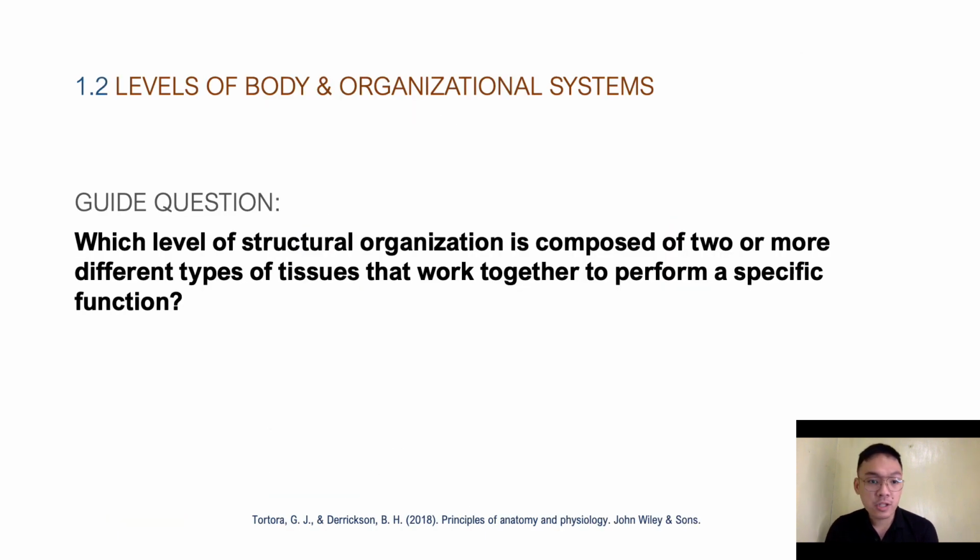Now, in these guide questions, you will be answering this one after a pause. You will be trying to brainstorm. The question goes like this: which level of structural organization is composed of two or more different types of tissues that work together to perform a specific function? You're right. Organs are composed of two or more different types of tissues that work together to perform a specific function.